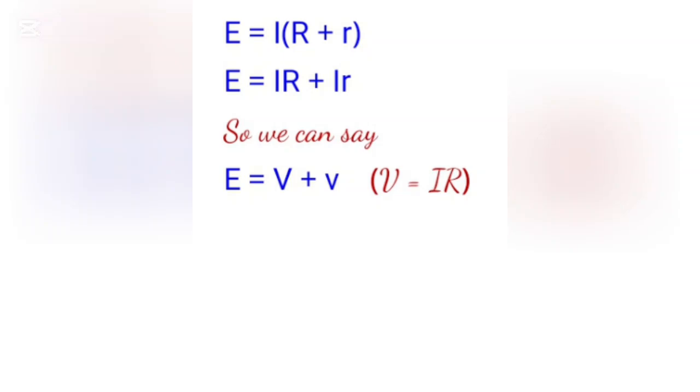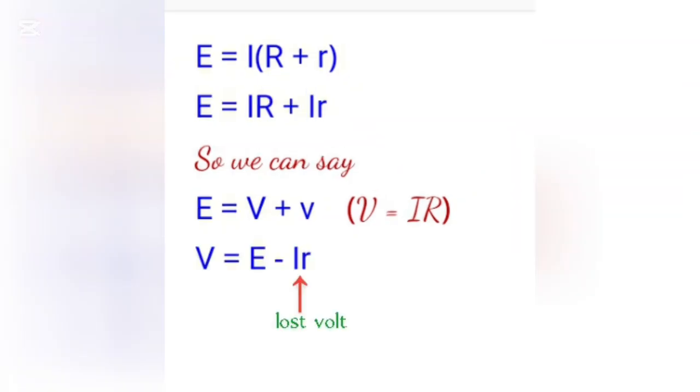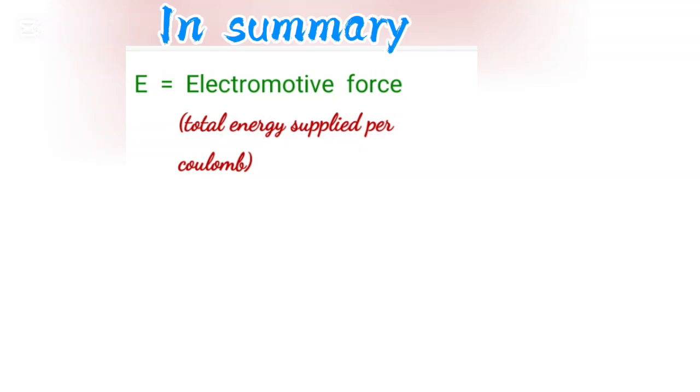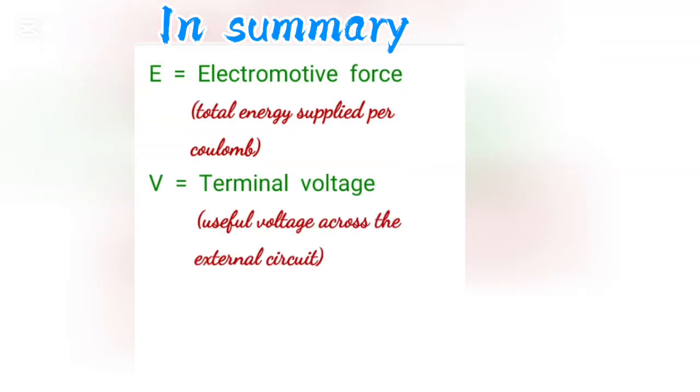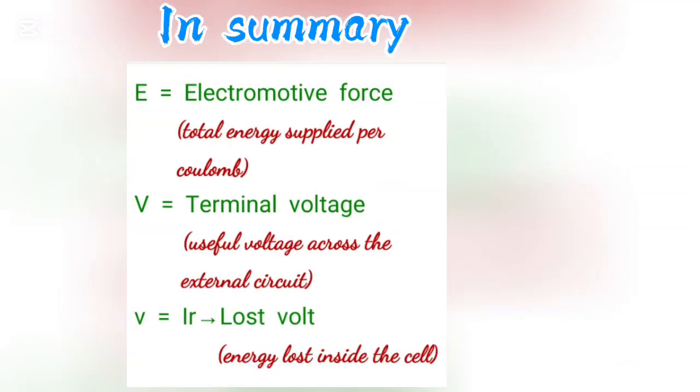So we can write E is equal to V plus v, where V is equal to E minus Ir. In summary, E is the electromotive force, the total energy supply per coulomb. V, the terminal voltage, is the useful voltage across the external circuit. v, which is Ir, the lost volt, is the energy lost inside the cell.